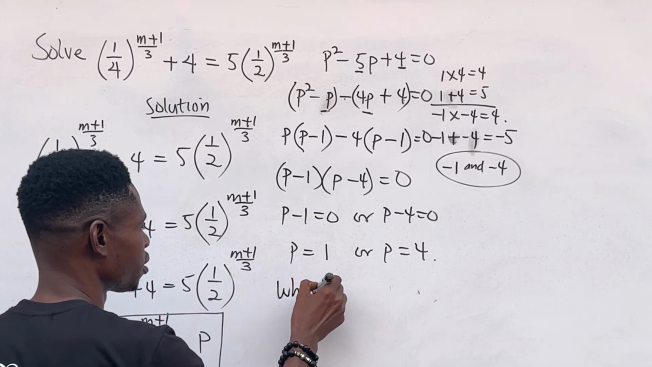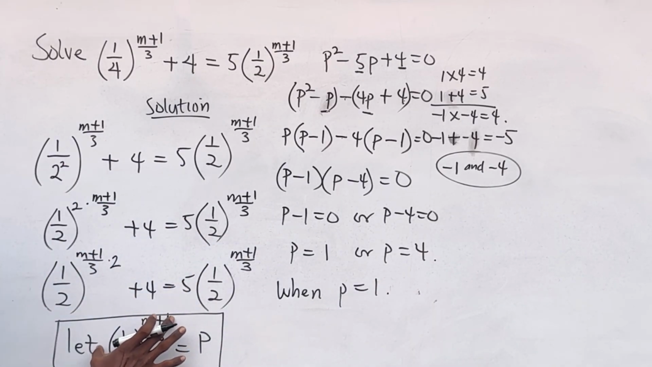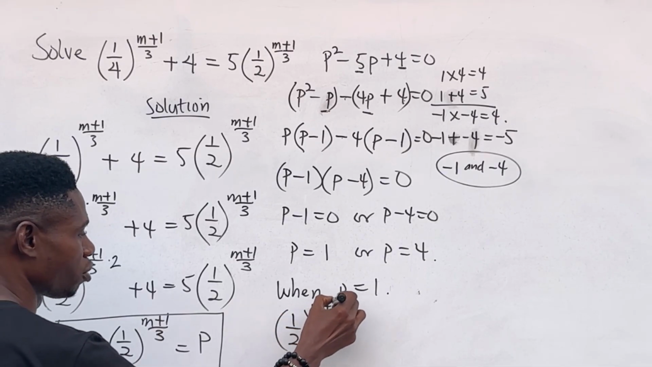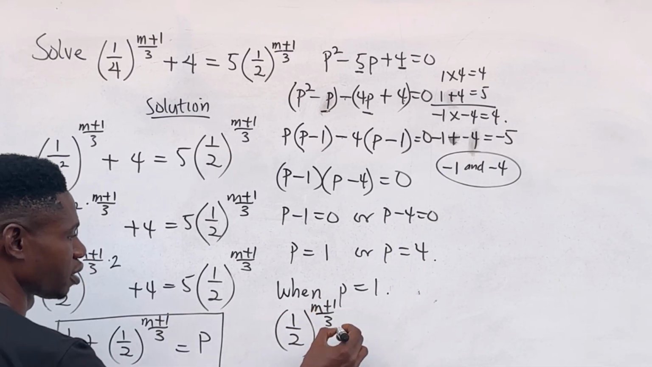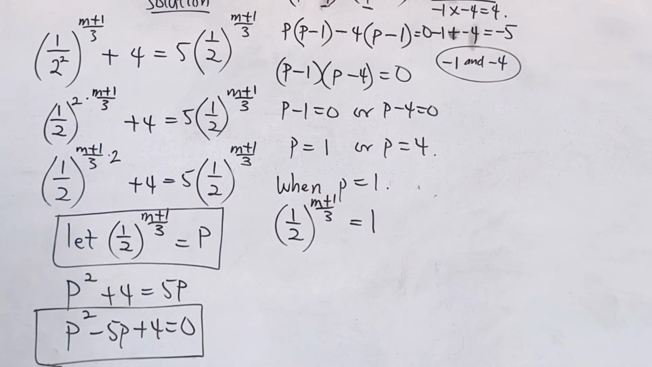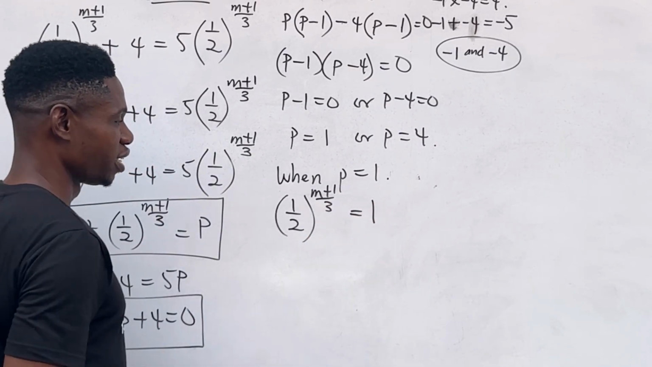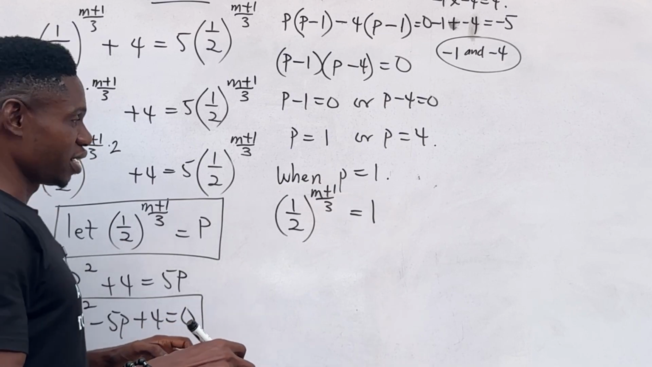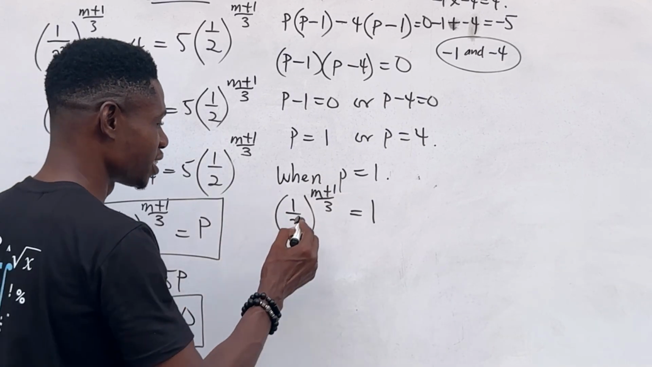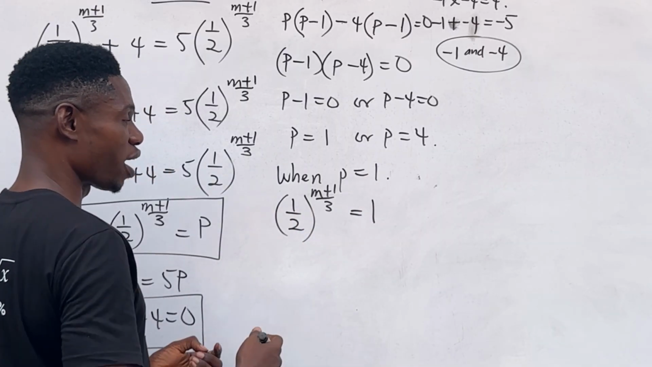So when p is 1, remember this is our p. So our 1 over 2 raised to the power m plus 1 over 3 equal to 1, which is our p. And now remember, any number raised to the power 0, the answer is 1. So when you have a 1, it can be put into any other number raised to the power 0. Now in this case, we have a 1 over 2 here. So this one can just be 1 over 2 raised to the power 0.